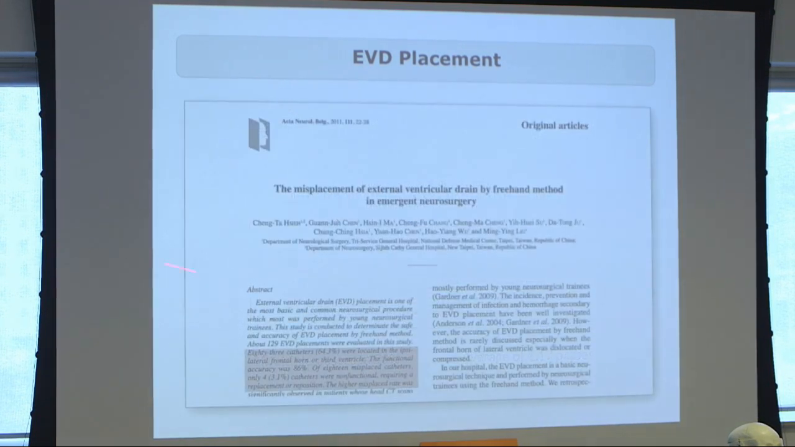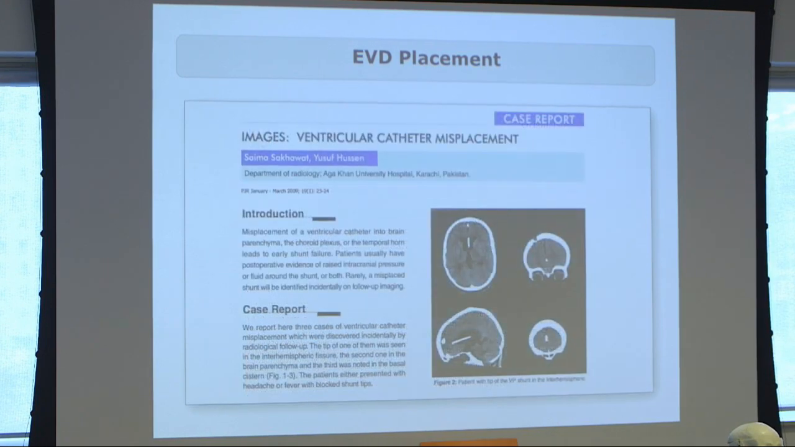And in emergency cases, this is a Chinese study, only 63% of the catheters in emergency situations were actually located ideally within the right frontal horn. And there are a good number of studies out there that show you where these catheters can wind up when you're under pressure and it's in the middle of the night.